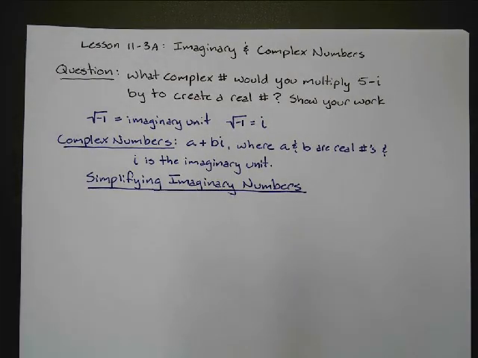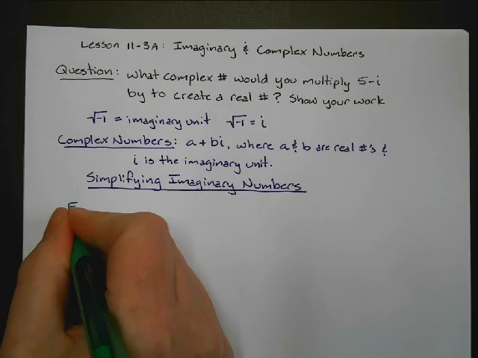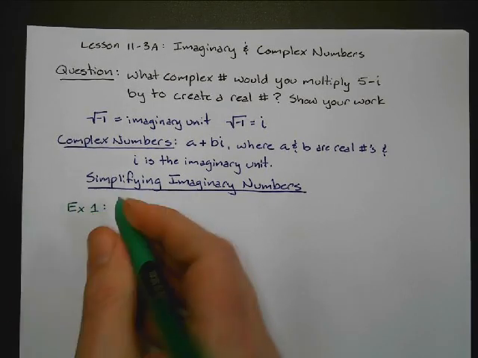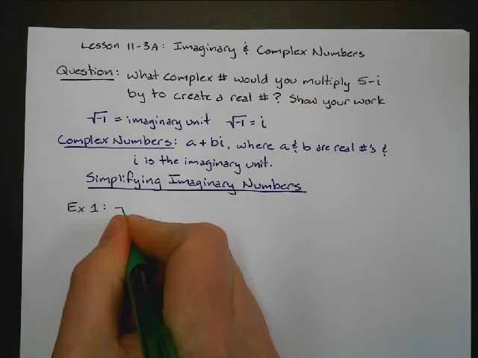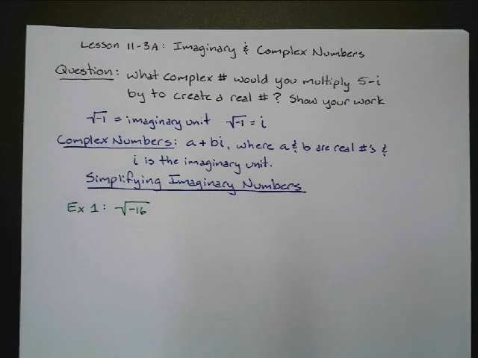Where's green? There it is. Example 1. So I've got the square root of -16. And before we would just stop and say, oh, there's no real number to this, but we know that there's an imaginary number to this.